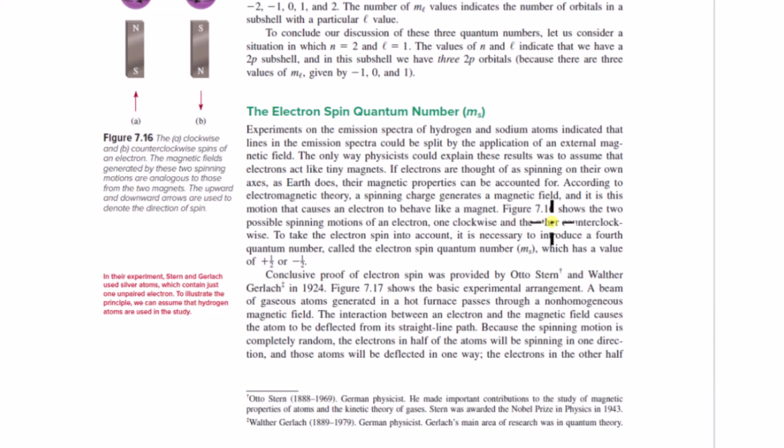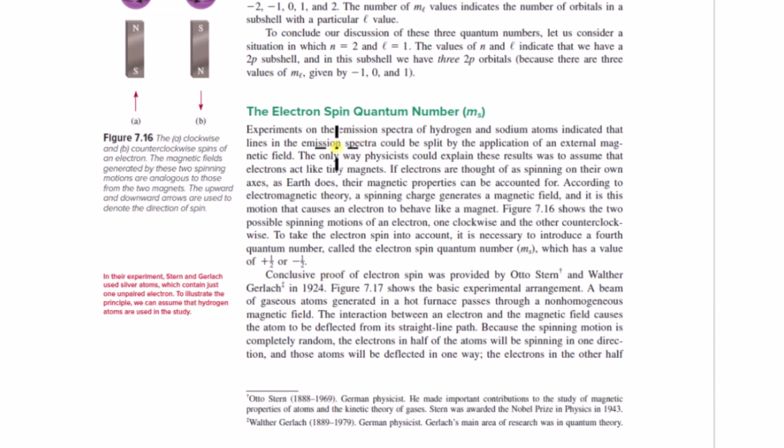Figure 7.16 shows the 2 possible spinning motions of an electron, one clockwise and the other counterclockwise. To take the electron spin into account, it is necessary to introduce a 4th quantum number, called the electron spin quantum number M sub S, which has a value of +1/2 or -1/2.